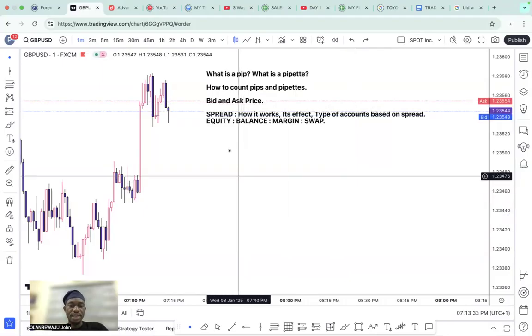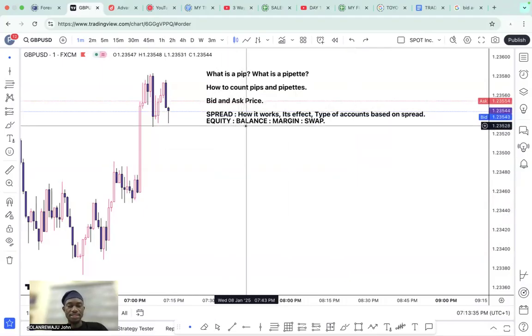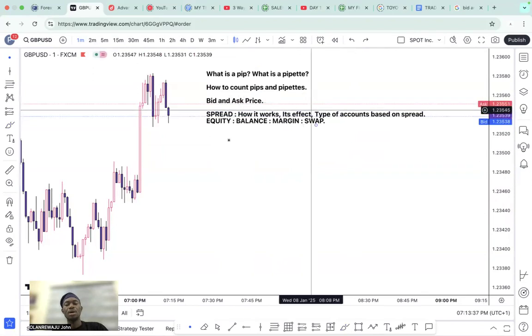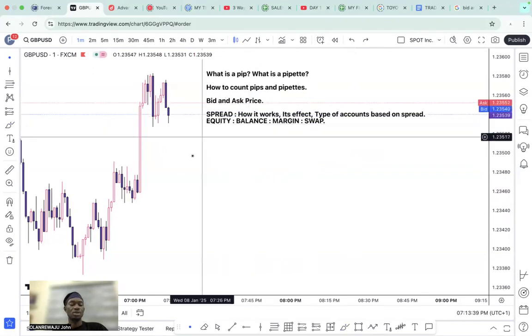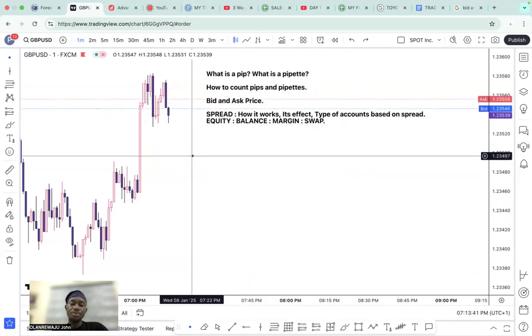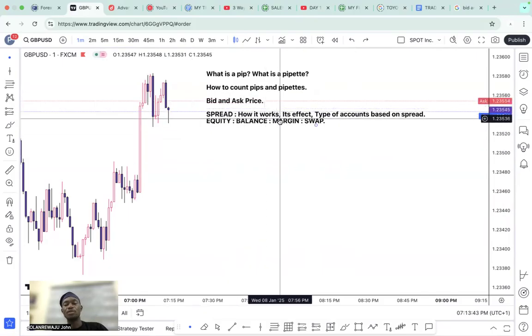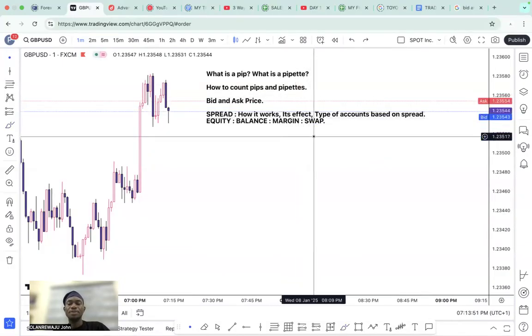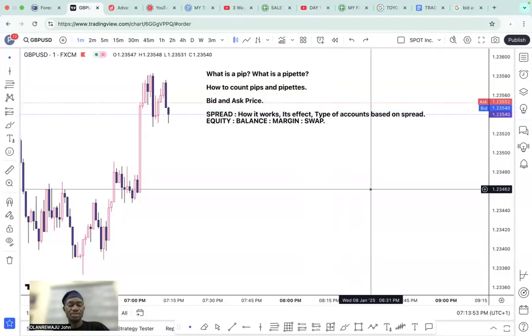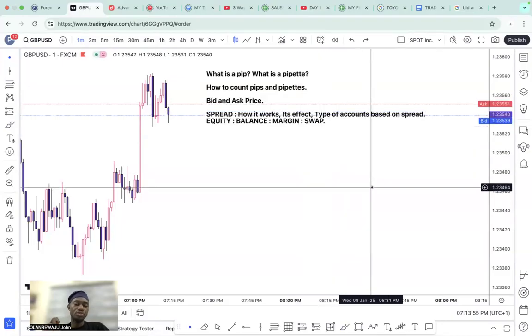All right, so what is equity, balance, margin, and swap? Now, to be very honest with you, you also see a place where maybe people took their time to explain all these things. I've never had to use margin and swap at the end of the day. Okay, what is swap? Swap is the fee that your broker charges you for holding a position overnight. So some brokers charge swap, some don't.